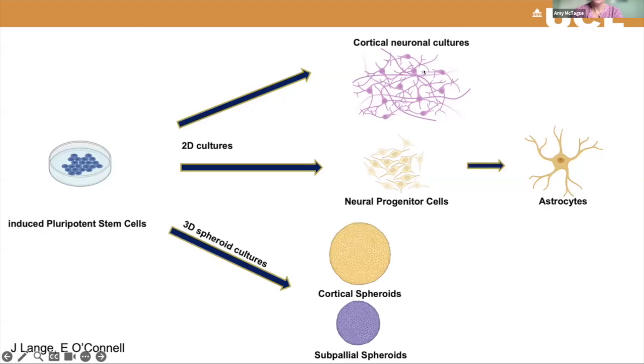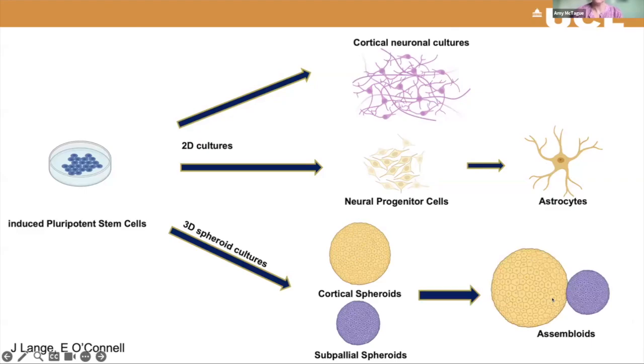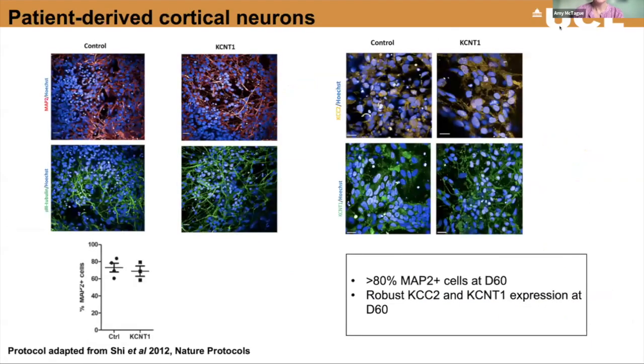2D excitatory neurons and recently inhibitory neurons, progenitors which have been differentiated into astrocytes, cortical spheroids and subpallial spheroids, and then assembloids which contain both GABAergic and cortical excitatory neurons. In this initial work, in the 2D neurons we get good differentiation rates, with more than 80% MAP2 cells at day 60 of cortical excitatory neurons. We can see robust KCNT1 expression at day 60 of differentiation as well. So this looks like a good model to assay KCNT1 in response to different drugs and therapies.